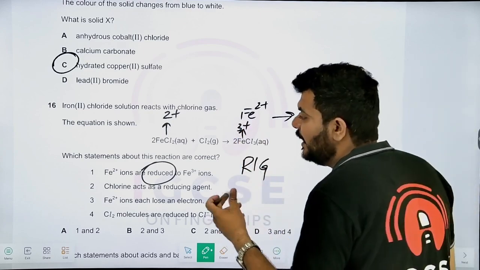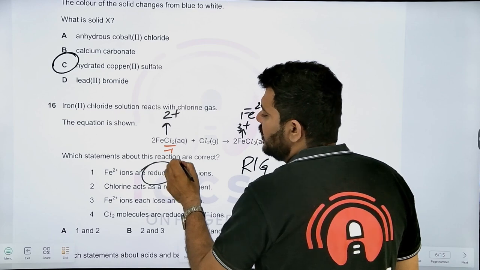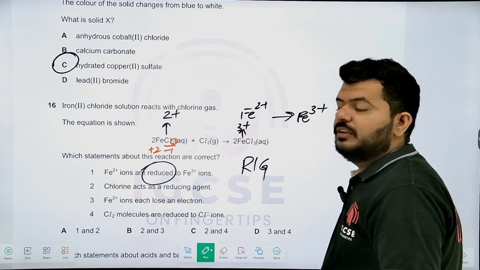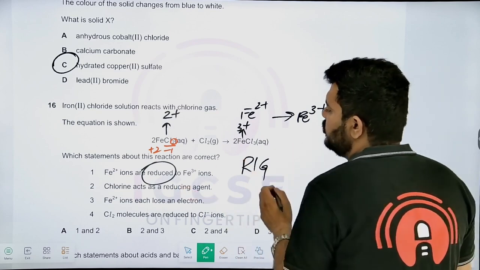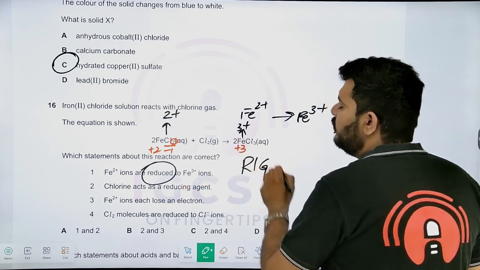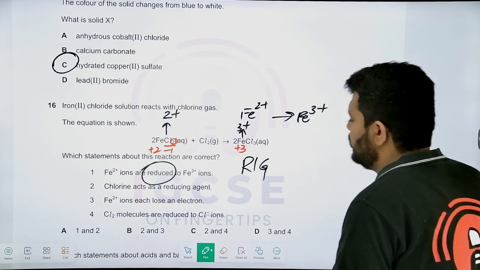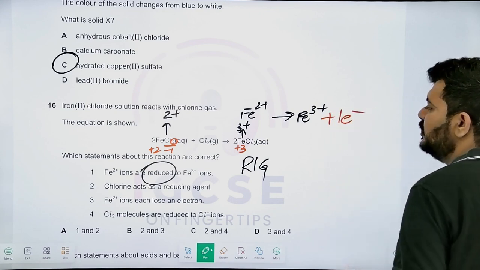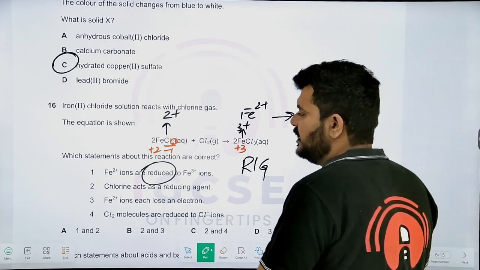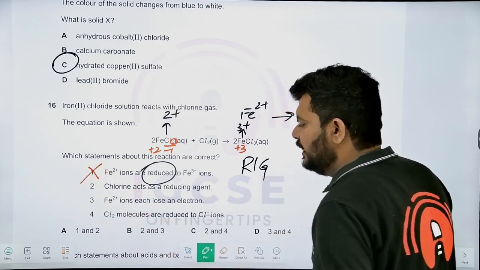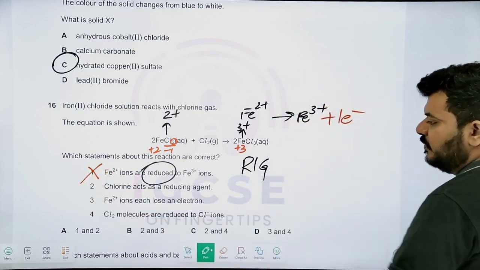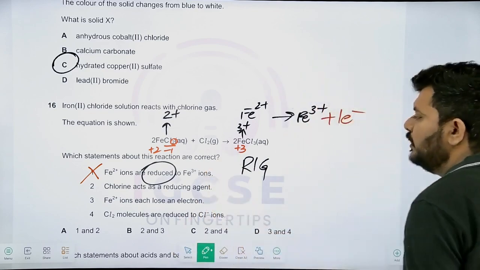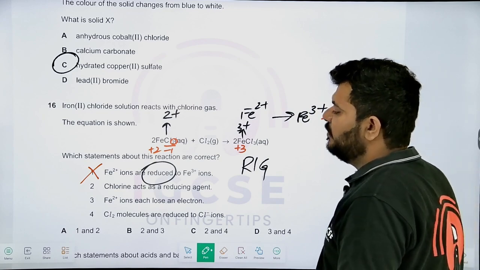How would you find that? Chlorine has a -1 charge and there are two chlorine, so Fe must have a +2 charge. Only then the compound has a 0 charge all over. With same calculation, you will find iron has a +3 oxidation state over here. For this to happen, electron must be removed and oxidation is taking place. So one is definitely incorrect, right? And there are very different kinds of options. So let's first find out which of the statements are correct.